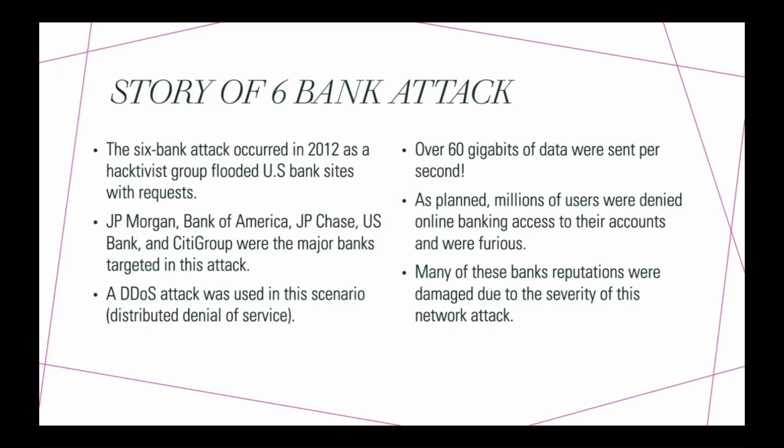Okay, so what is the Six Bank attack? The Six Bank attack occurred in 2012 as a hacktivist group flooded US bank sites with requests. The banks that were affected were JP Morgan, Bank of America, JP Chase, US Bank, and Citigroup. In this attack, it was a DDoS attack, which is a distributed denial of service.